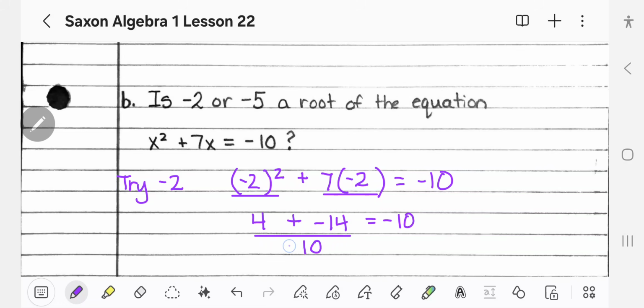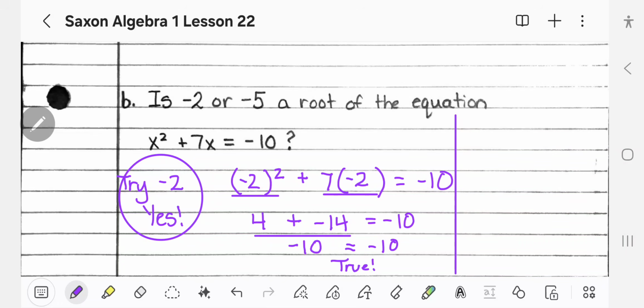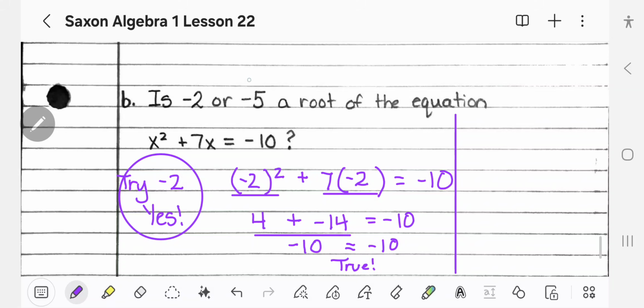You keep the sign of the largest absolute value, which is 14, and it's negative, and we get a true statement. So when it says, is this a root, we say yes. Negative 2 is a root. Now we're going to copy the equation again. Why? Because we've got to try negative 5.